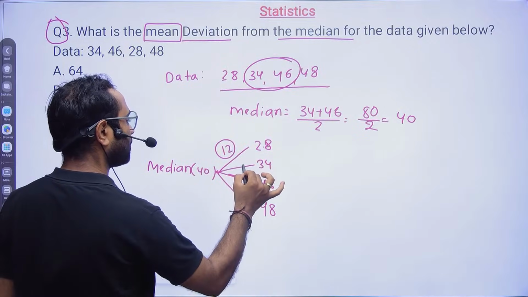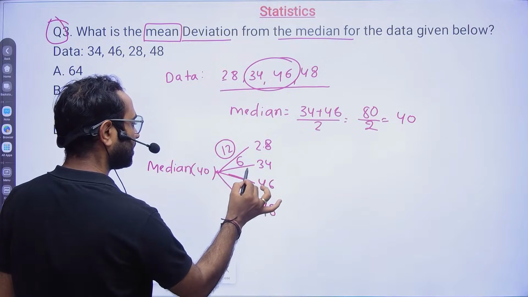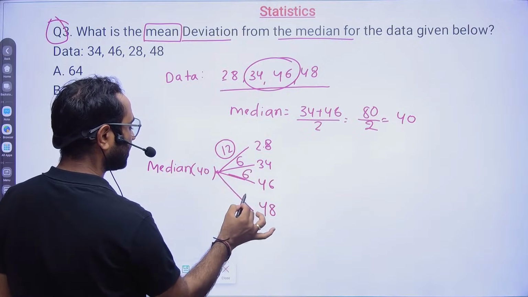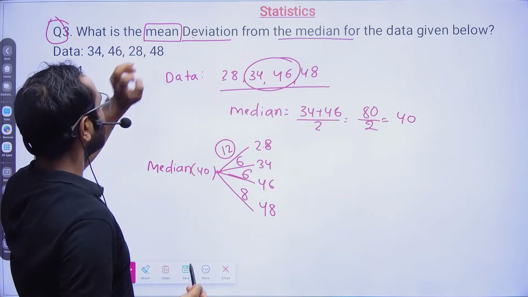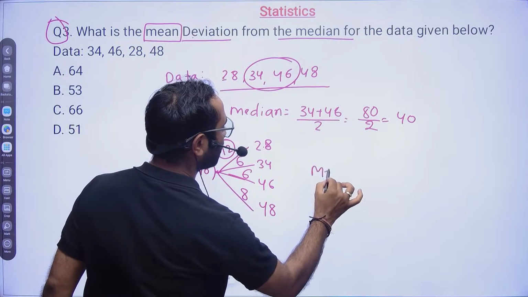40 minus 28, 12. Here the deviation is 6. Here the deviation is 8. So this is the deviation. We got the deviation. Now you have to find out the mean of the deviation.